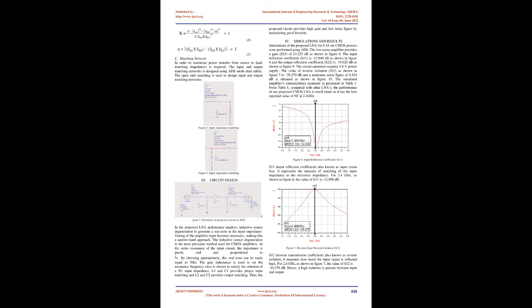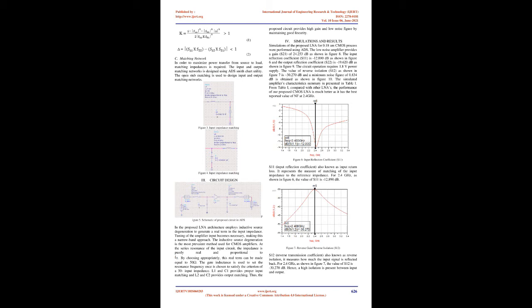4. Simulations and results. Simulations of the proposed LNA for the 0.18 µm CMOS process were performed using ADS. The low noise amplifier provides a gain, S21, of 24.253 dB as shown in Figure 8. The input reflection coefficient, S11, is minus 12.890 dB as shown in Figure 6, and the output reflection coefficient, S22, is minus 19.620 dB as shown in Figure 9. The circuit operation requires a 1.8 V power supply. The value of reverse isolation, S12, as shown in Figure 7, is 30.270 dB, and a minimum noise figure of 0.834 dB is obtained as shown in Figure 10.